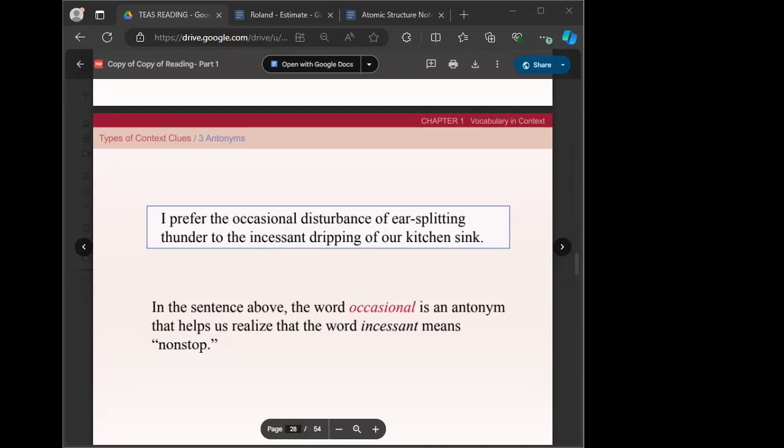So, if we know that occasional means every once in a while, then incessant is supposed to be like nonstop, constant.